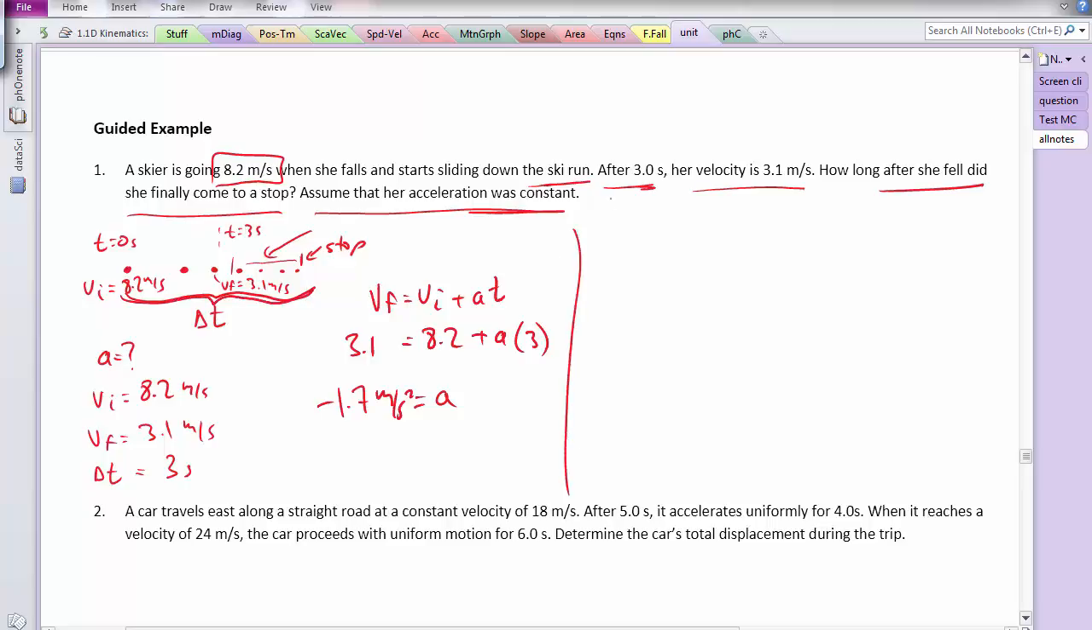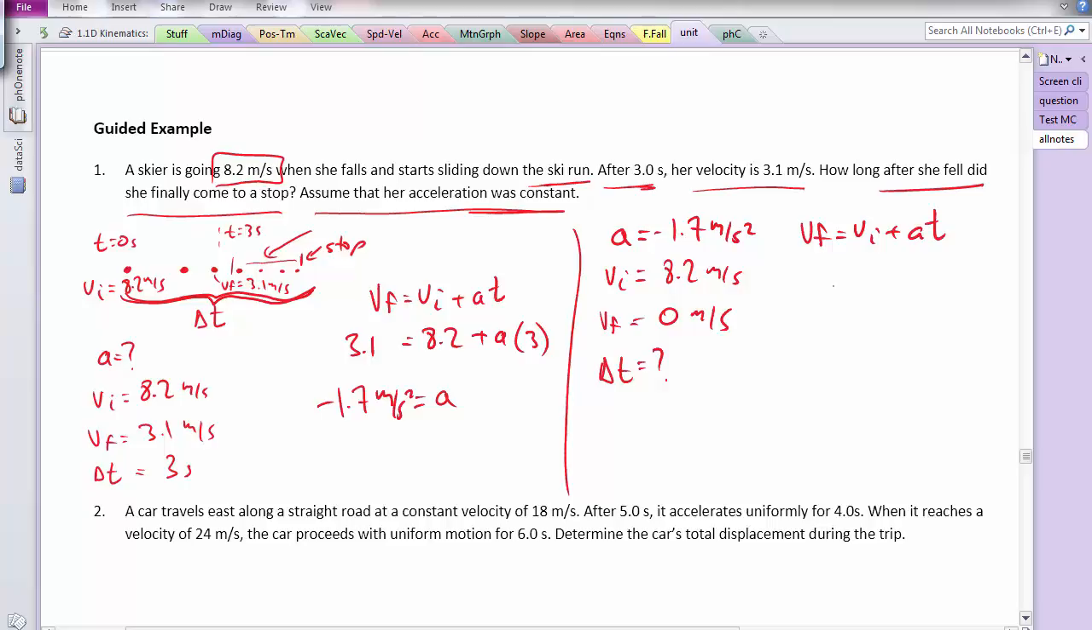So what do we know about the entire trip? Well, we know the entire trip has an acceleration of negative 1.7 meters per second squared. We also know that the V initial is 8.2 meters per second. We know that the V final is 0 because she comes to a stop, and so we're looking for delta T. In this case we can again use the same equation, VF is equal to VI plus AT.